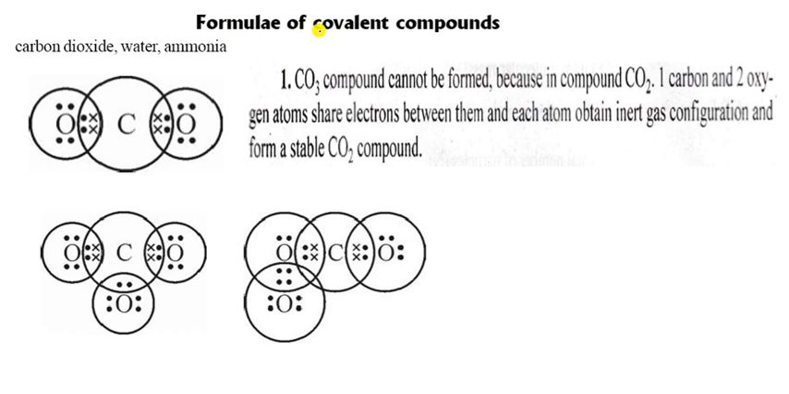First of all, formula of covalent compounds. First one is carbon dioxide, water and ammonia. Here is carbon dioxide, that means CO2.